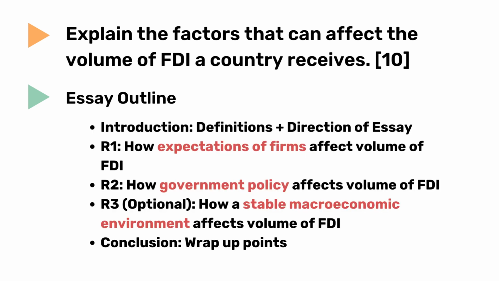With those major requirements in mind, this slide shows the rough skeleton of what your essay should look like. In the introduction, it's good to define key economic terms and set the direction of your answer by showing a brief overview of your essay. Your R1 will explain in detail how expectations of firms affects volume of FDI, and your R2 will explain in detail how government policy affects FDI. Meanwhile, your optional R3 will explain briefly how a stable macroeconomic environment affects FDI volumes.